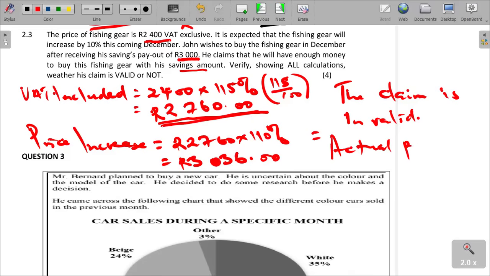Actual price of gear is equal to 3,036, more than 3,000, which he has said he can get. Yes, the statement is invalid.